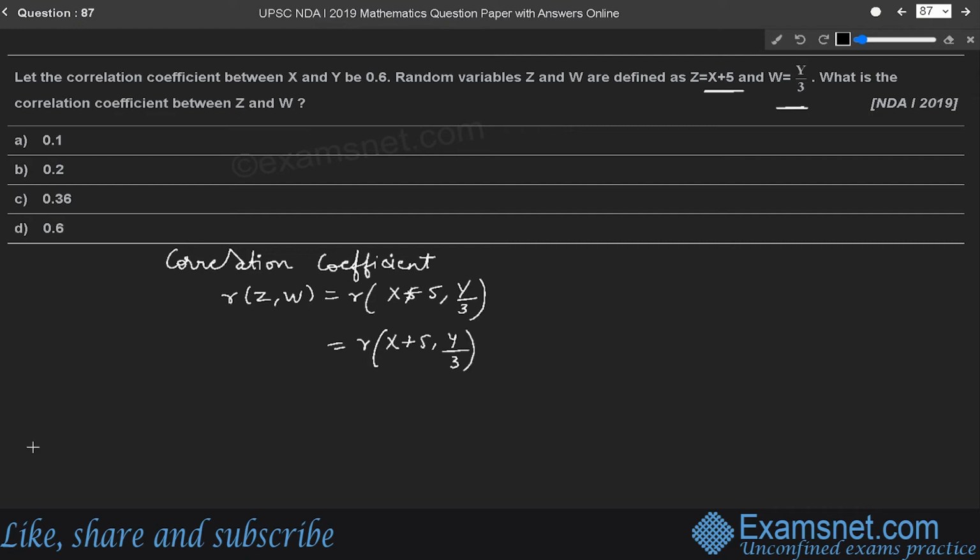And we know that it will be equal to r of x comma y by 3, because correlation coefficient is independent of the origin. It means that it will be equal to r of x comma y. Since correlation coefficient is independent of the scale, then it will be equal to 0.6. So the correct option for this question is 0.6, which is option number D.